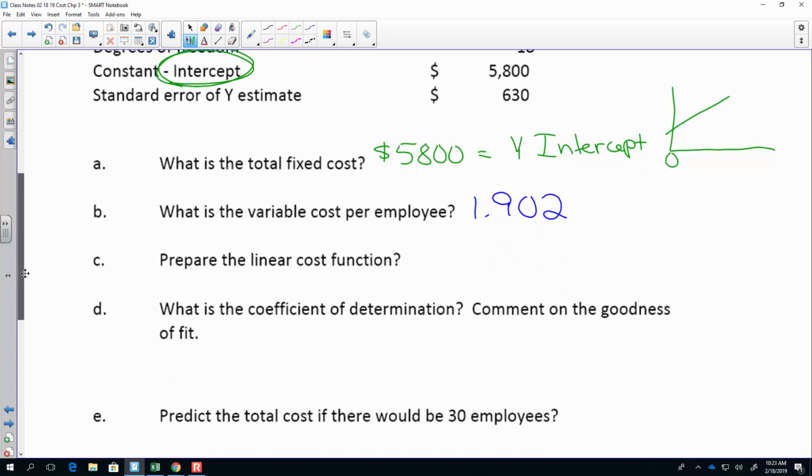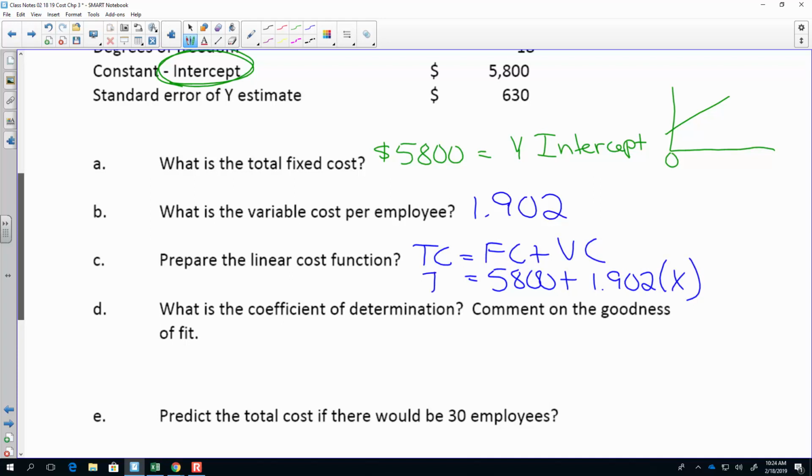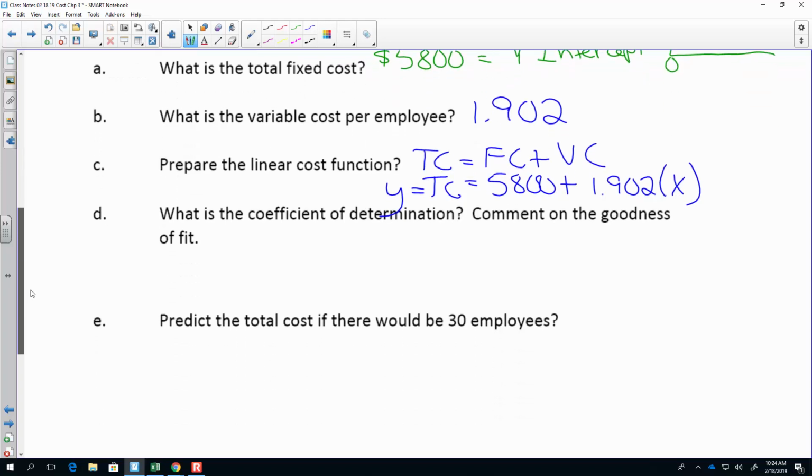Now that we know A and B, we can write up an equation, right? Total cost equals our fixed cost plus our variable cost, which can be rewritten as 5,800 plus 1.902 times X is equal to TC, or in statistics that's known as Y. Y. What am I trying to predict? My total cost is what I'm trying to predict. That is my Y.